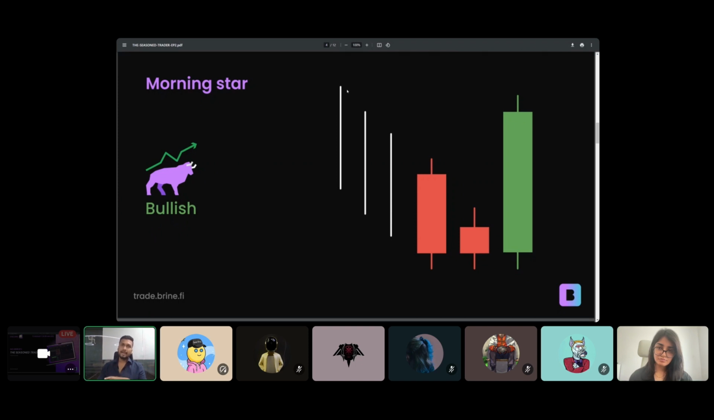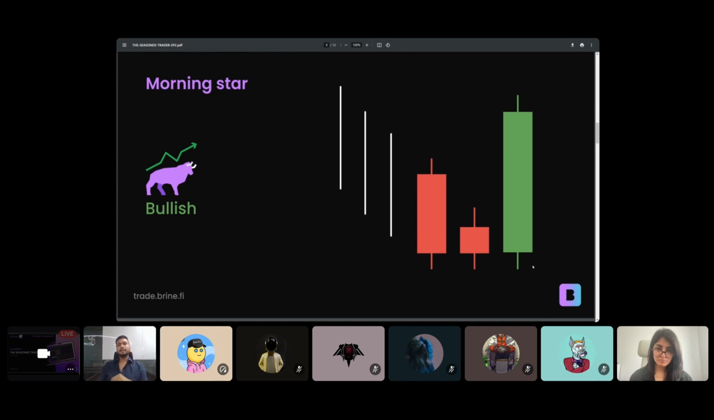Now, in these four red candles, we know for sure that the bears are winning the battle, continuously, one after the other. But finally, in this spinning top kind of candle, I see that the bulls are catching up. And then right after that, I see a big green candle.